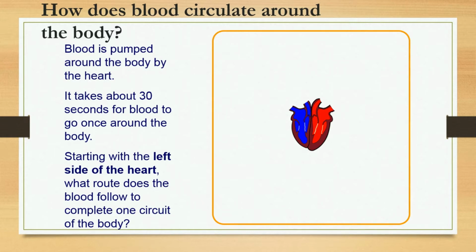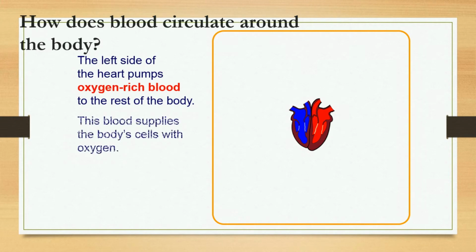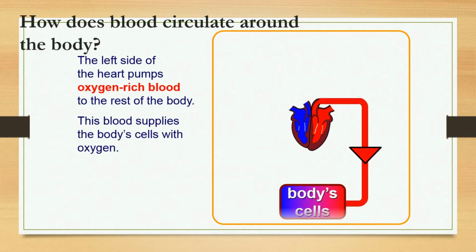So let's see in this diagram, we are going to start from the left side. The left side of the heart, as you can see, is filled with oxygenated blood, which is represented by red color, while the right side is blue, which represents deoxygenated blood. So let's start from the left-hand side, which is pumping oxygen-rich blood.